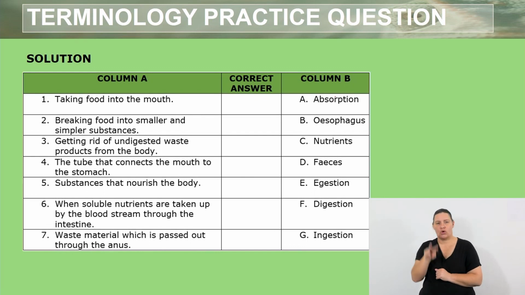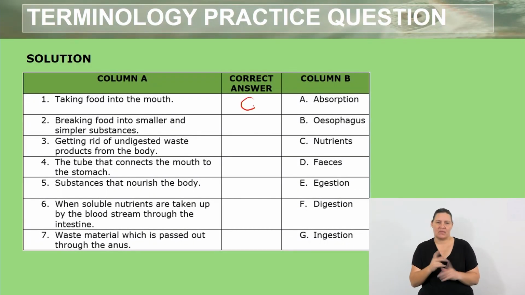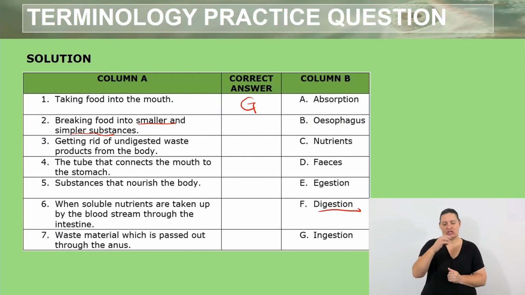When we look at column B, we have absorption, esophagus, nutrients, feces, egestion, digestion, and ingestion. So that is taking in food. The correct answer is G over here. That is the process of taking in food through the mouth, ingestion. Number 2, breaking food into smaller and simpler substances. So that is called digestion. So the correct answer is F.